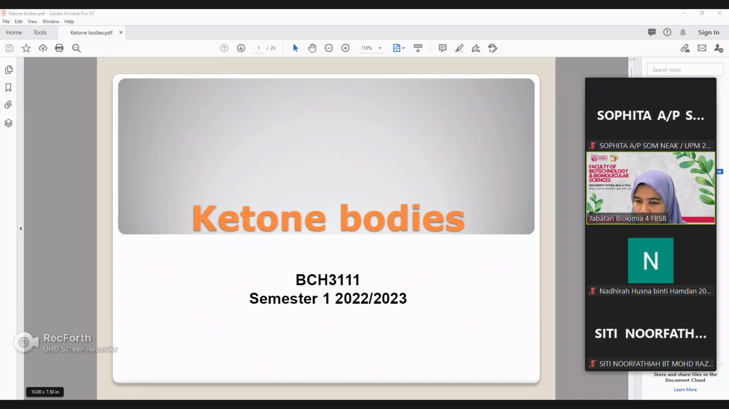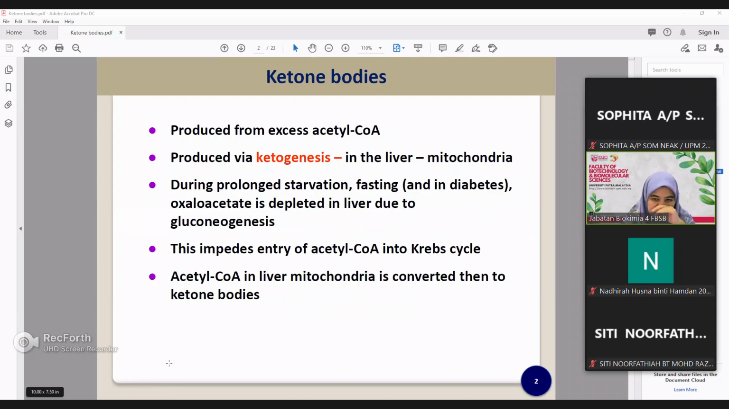Ini one small topic lah, on ketone bodies. That's why I decided to discuss this topic today, one hour lecture. So ketone bodies are water soluble molecules. Remember this. It has a big difference from fatty acids. Obviously it has ketone groups, produced from fatty acids in the liver.